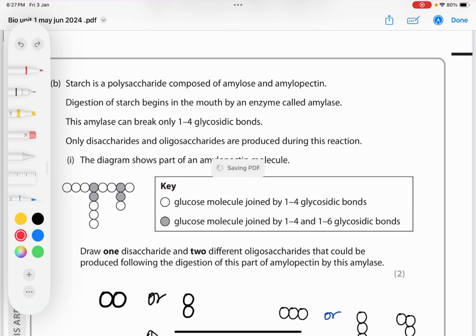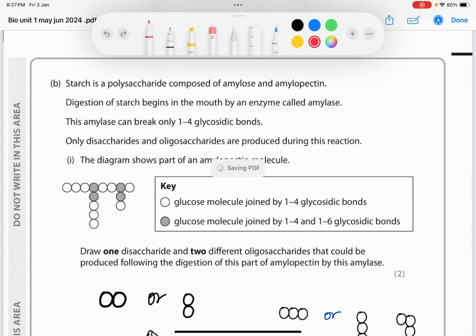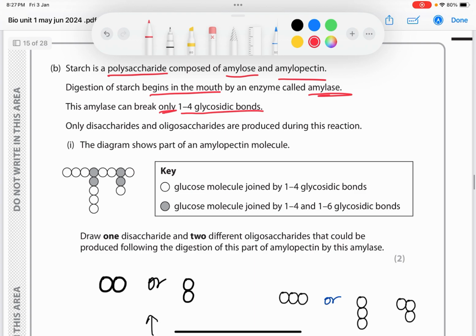So now we have the next question. Starch is a polysaccharide composed of amylose and amylopectin. Digestion of starch begins in the mouth by an enzyme called amylase. This amylase can break only 1 to 4 glycosidic bonds. It's also given here that only disaccharides and oligosaccharides are produced during this reaction.